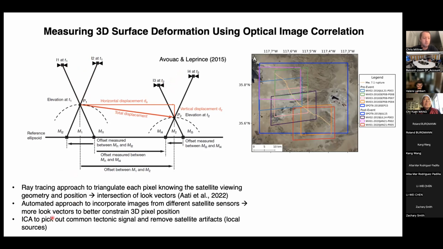And then we implemented an ICA filtering technique to help try and remove geometrical artifacts that can be associated with images. This technique is also useful because we've adapted it now to handle different types of satellite platforms. So we can use images from Spot or Worldview, different image acquisitions. And this is useful because it allows us to have a greater range or diversity in look direction orientations. And so we can get a better, more precise estimate of the 3D position of each pixel.